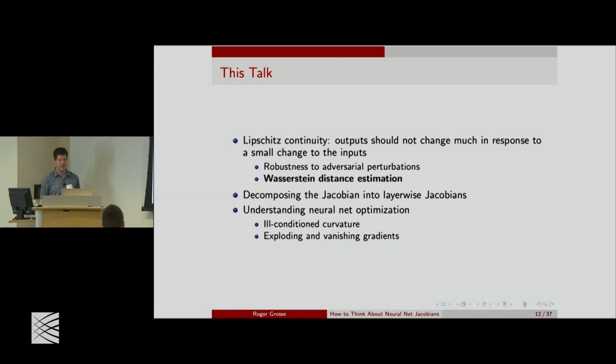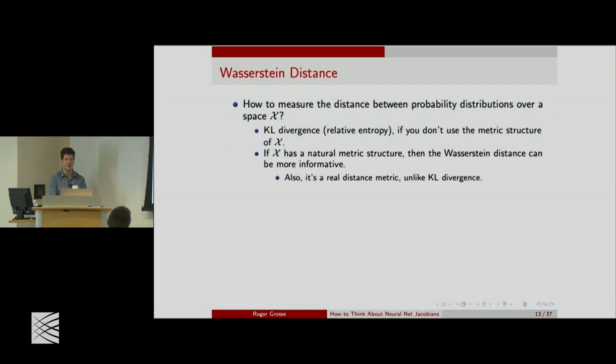Right, so adversarial perturbations are one reason to care about the Jacobian. Another reason that is fairly useful is for Wasserstein distance estimation. We work with a lot of probability distributions in machine learning, and it's often useful to be able to measure the distance between them.